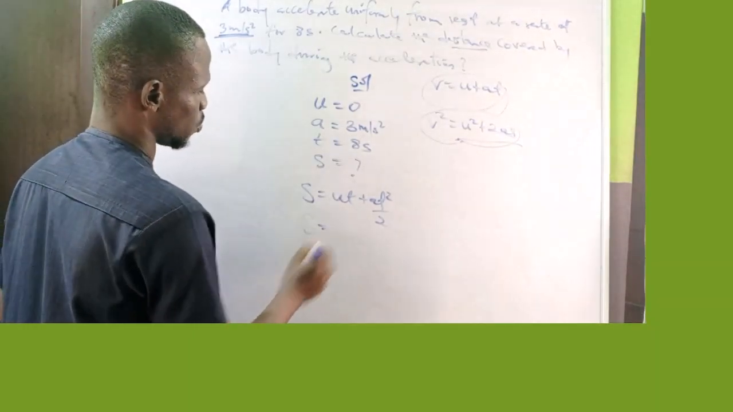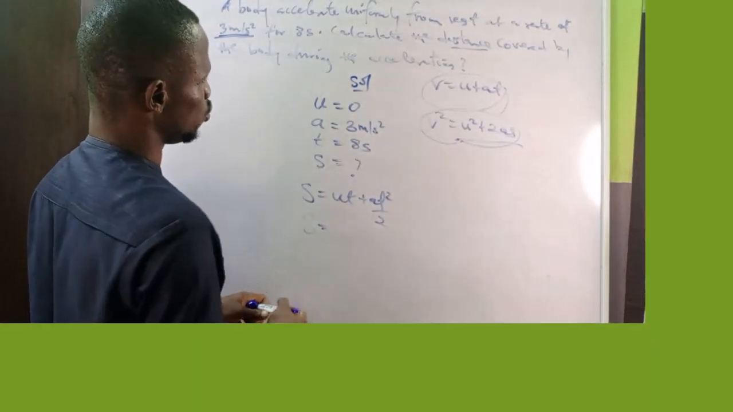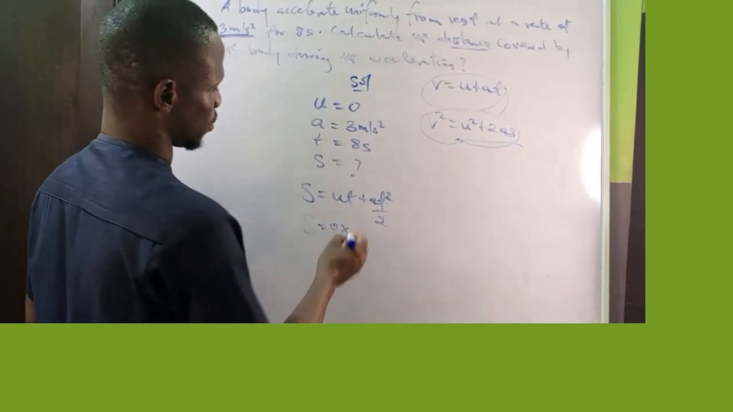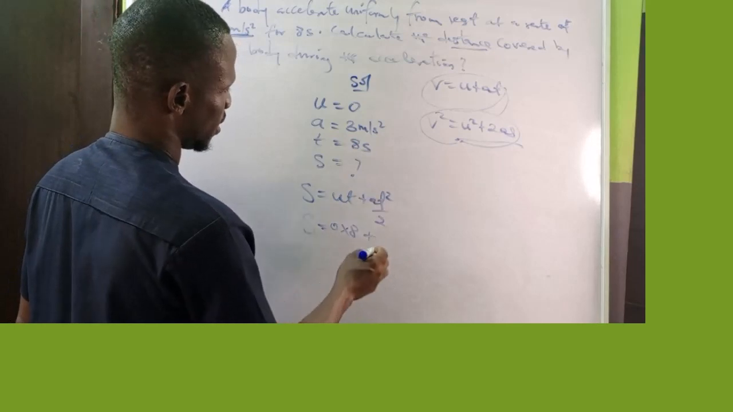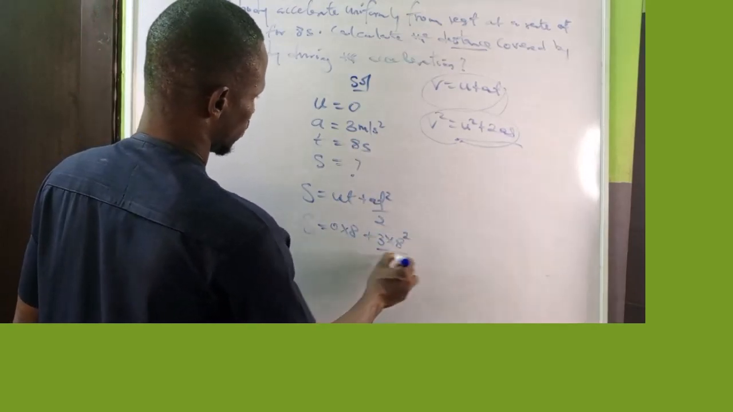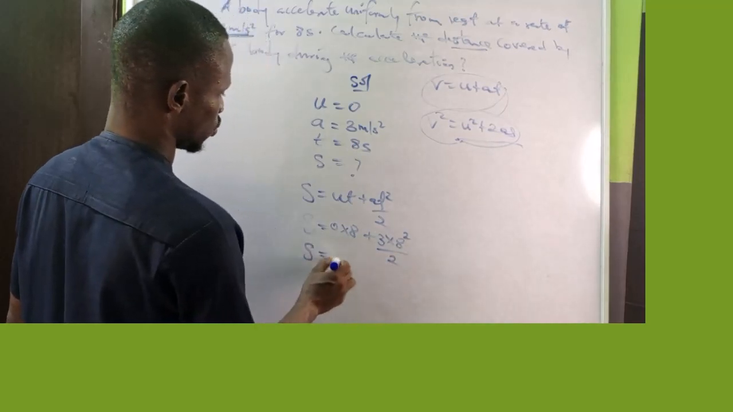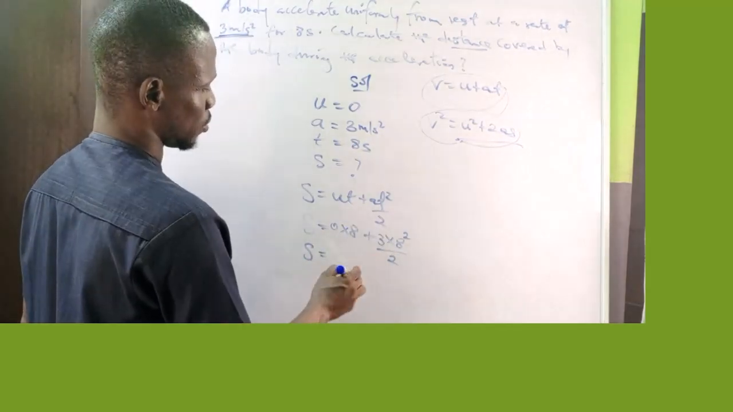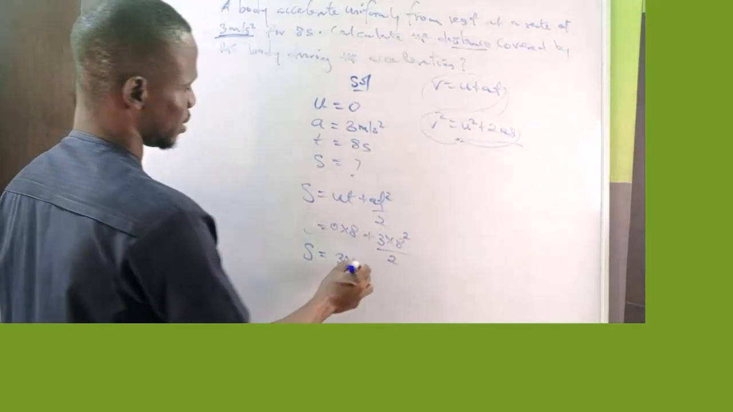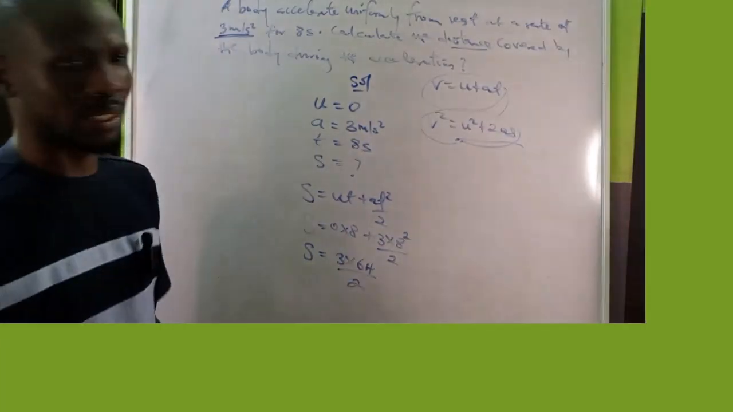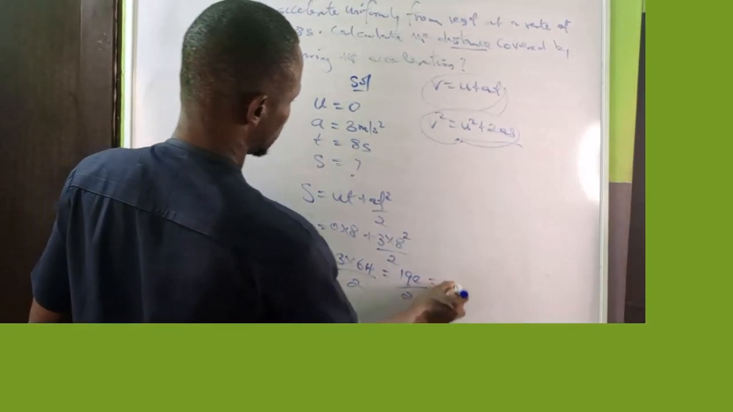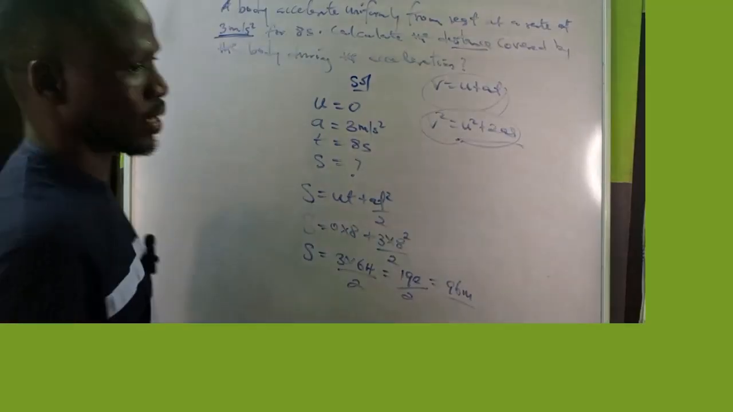So S is equal to U, which is 0, times the time, which is 8 seconds, plus A, which is 3, times time 8 squared, all over 2. So S is equal to 0 times 8, which is 0, plus 3 times 8 squared. 8 times 8 is 64, divided by 2. So 3 times 64 is 192, divided by 2, which is 96 meters. So that is the answer.